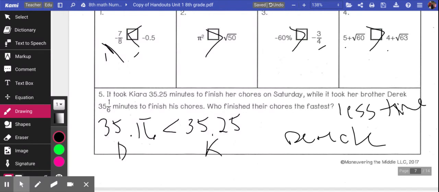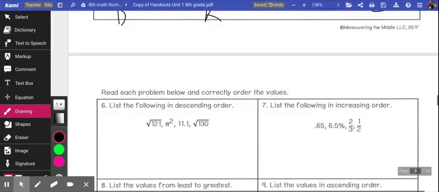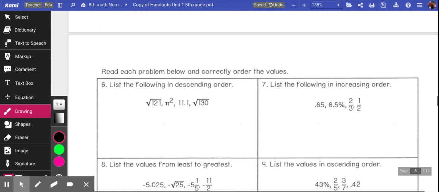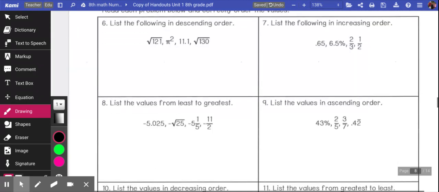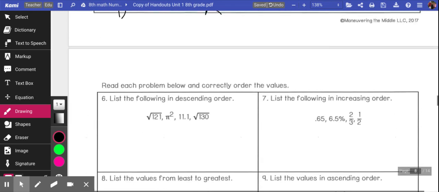Okay, so I divided 1 by 6. Which gave me Derek's total, which was less time than the other one. So he was faster. Okay, now you're going to put these in order from, well, it depends what the words say. Some say decreasing, increasing. So make sure you read the words. And I will do the first one with you.